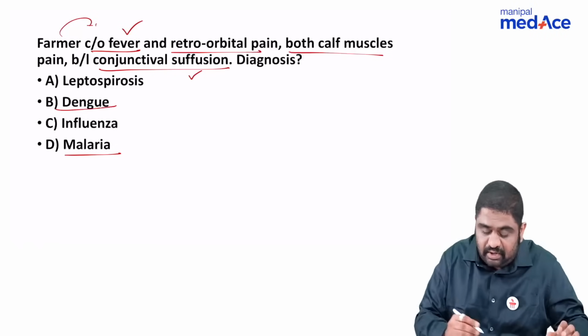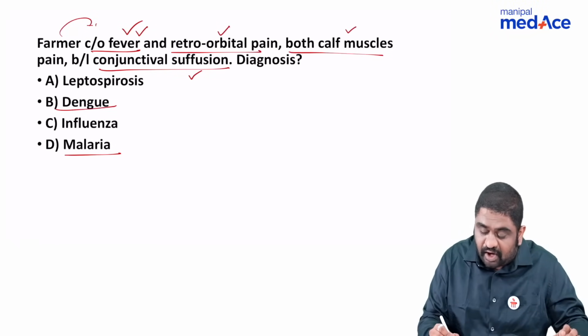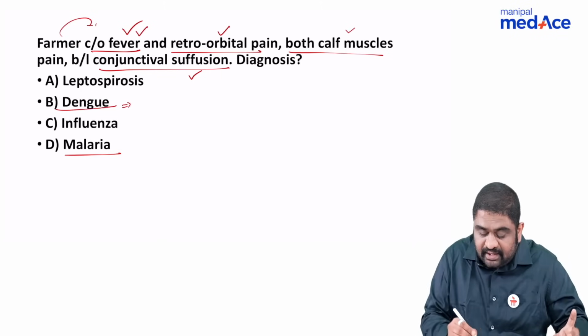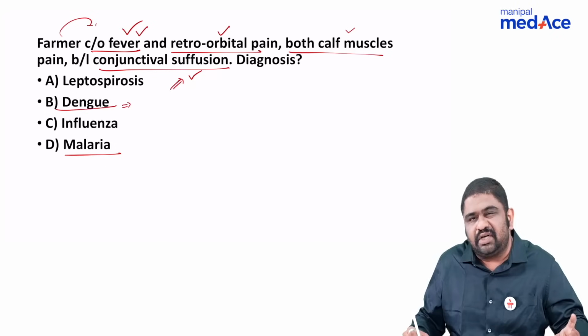Dengue fits perfectly because fever, retroorbital pain, calf muscle tenderness can also be seen. Now, the point here is dengue is not known for causing conjunctival suffusion.